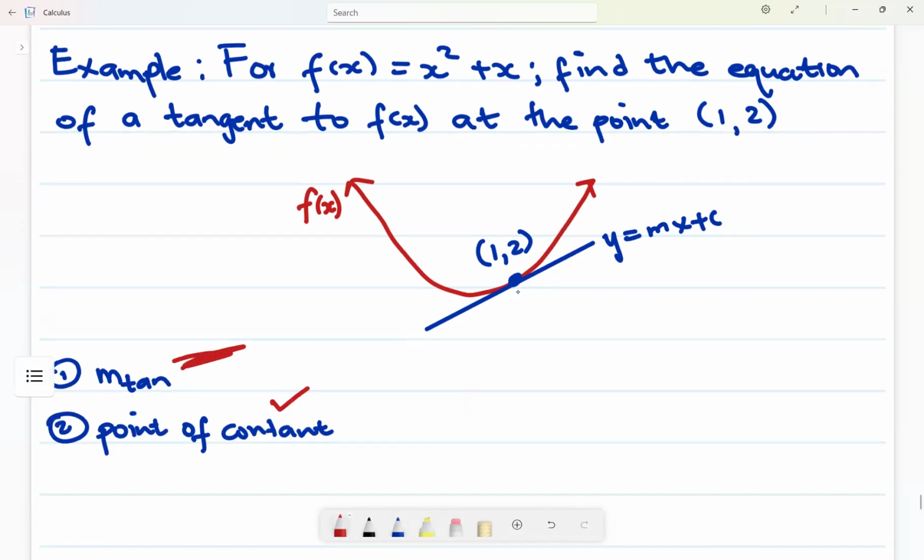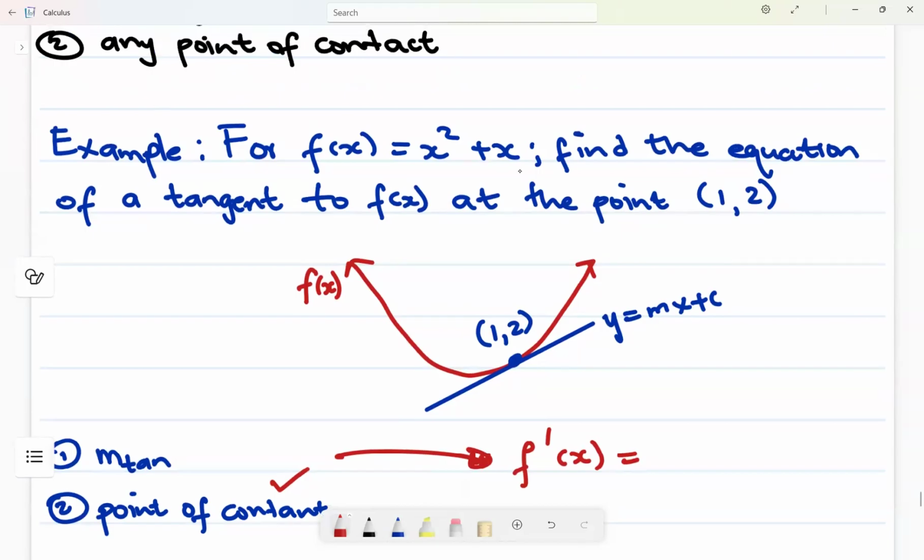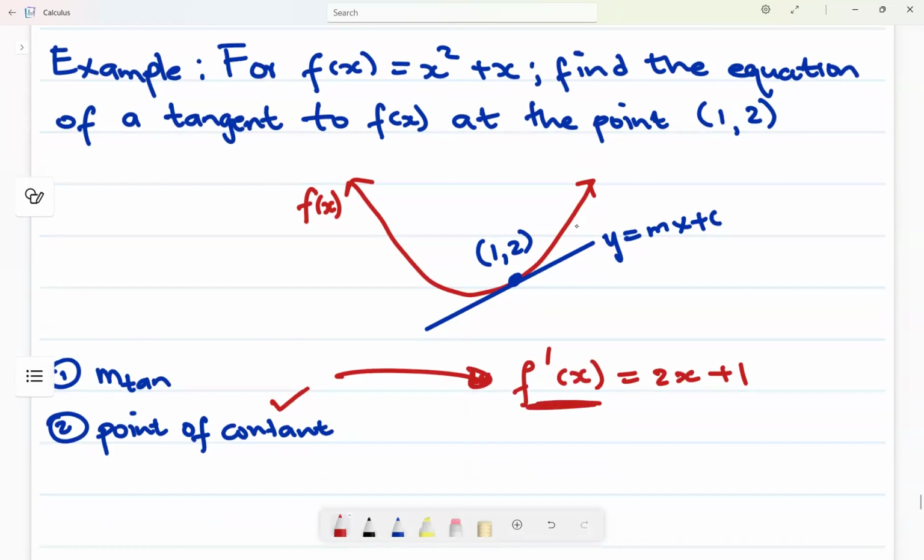Now, how can I find the gradient of a tangent? I could find the gradient of a tangent if I had maybe a point maybe here and say use gradient formula, right? But now I do not have one. So what should I do? To find the gradient of a tangent, remember I said you derive. You derive what? F of x. When you derive f of x, you get what? Let's see. This is x squared plus x. You get what? 2x plus 1. Remember, but this is just the gradient of the whole function. What you just found it is the gradient of the whole function.